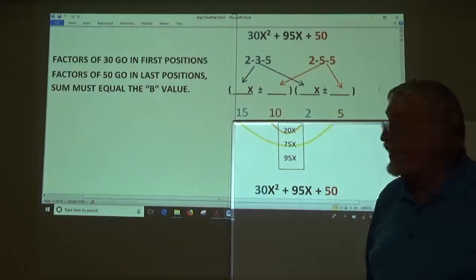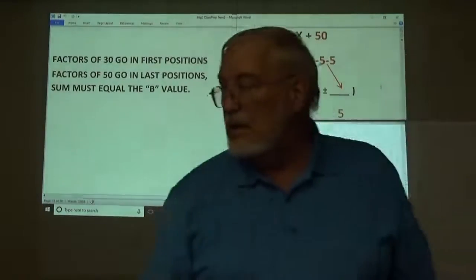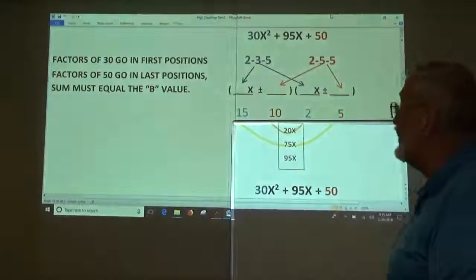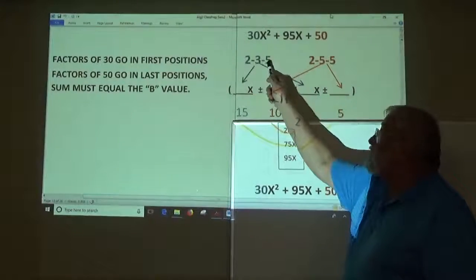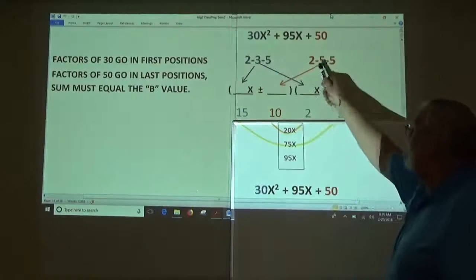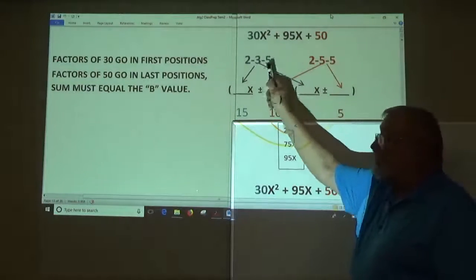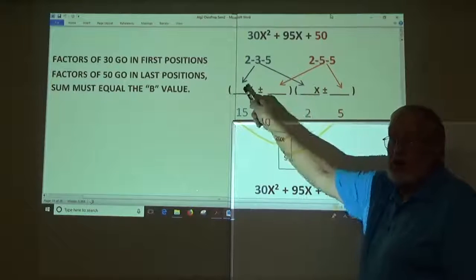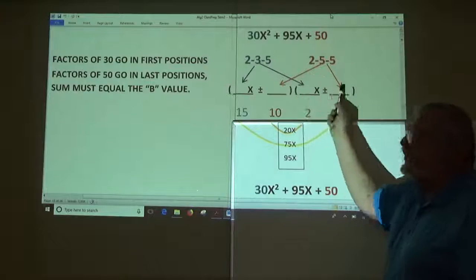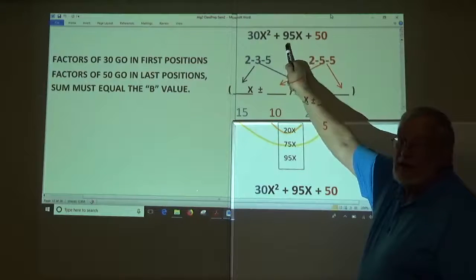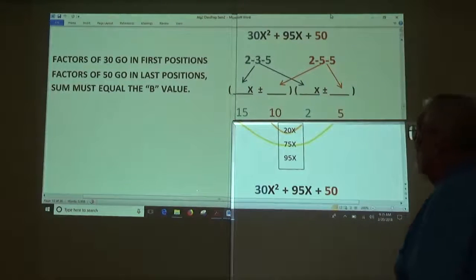Okay, let's see if I can do that. All right, so here, what are my factors? The factors are factors of 30 and factors of 50. Well, 30 is 6 times 5, and 50 is 10 times 5. So I have to split 2, 3, and 5 somewhere in the first term, and I have to split 2, 5, and 5 somewhere in the second term. The total has to be 95.